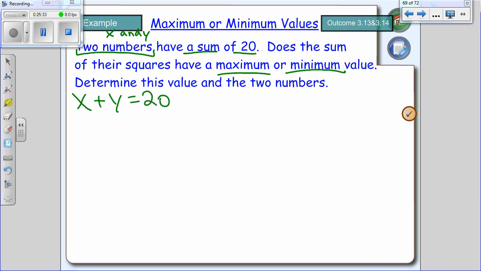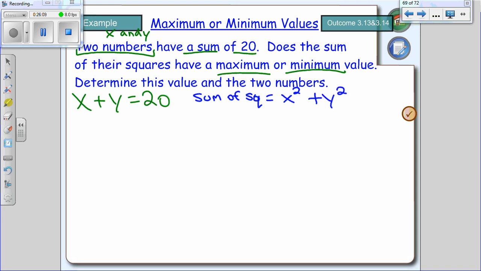Does the sum of their squares have a maximum or minimum value? What would the sum of their squares look like? Sum of squares. Sum means to do what? Add. And when you do squares, it means you actually square. That's the sum of their squares: x squared plus y squared.